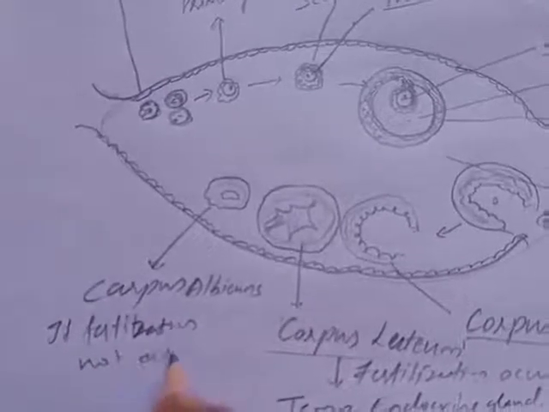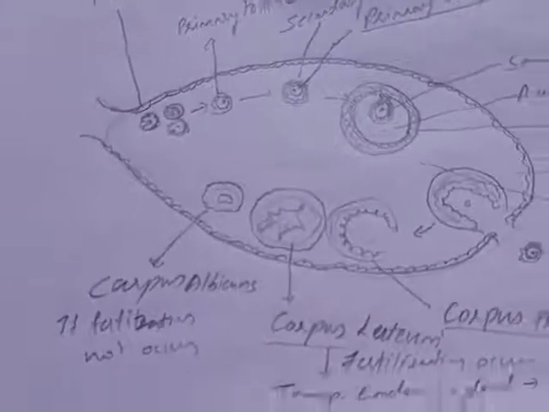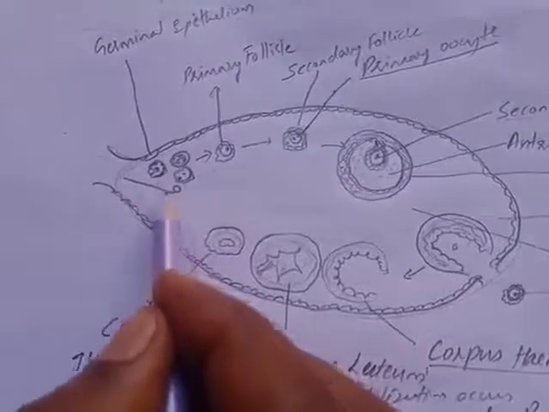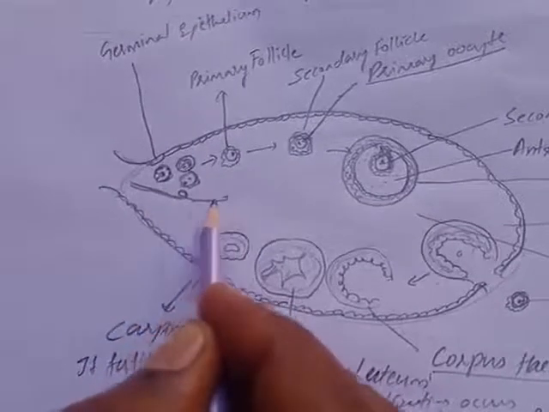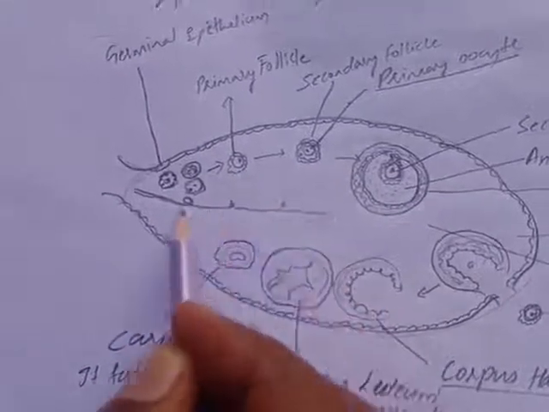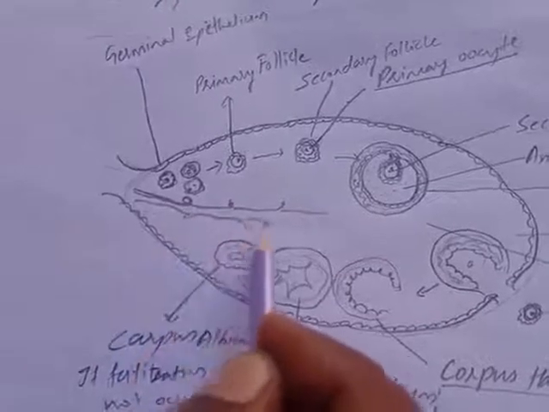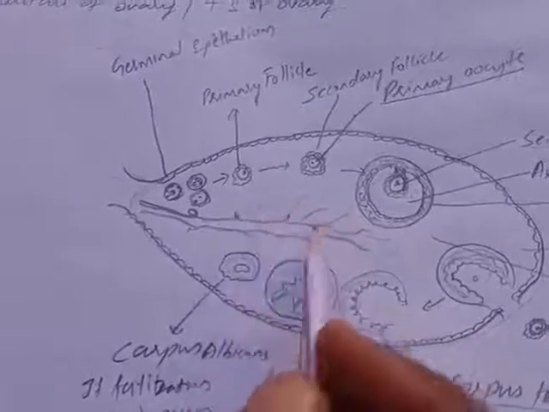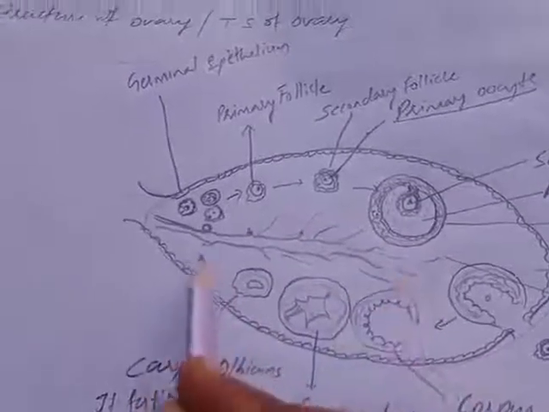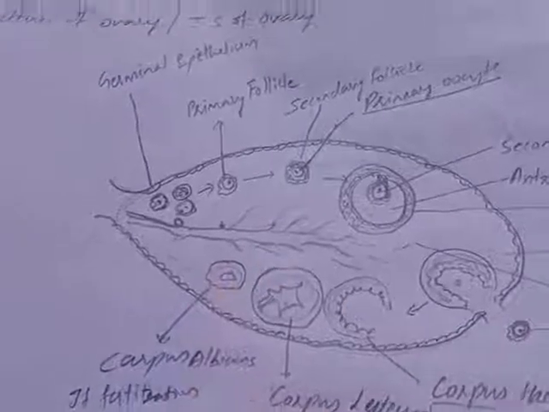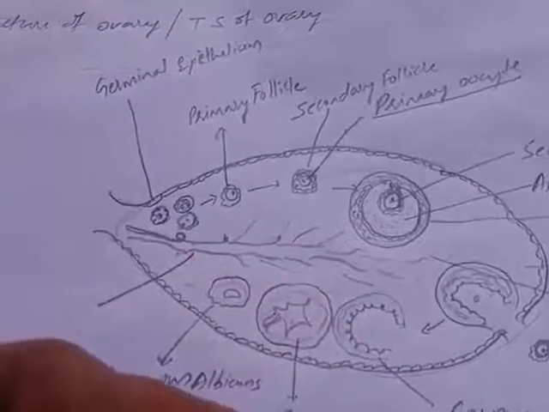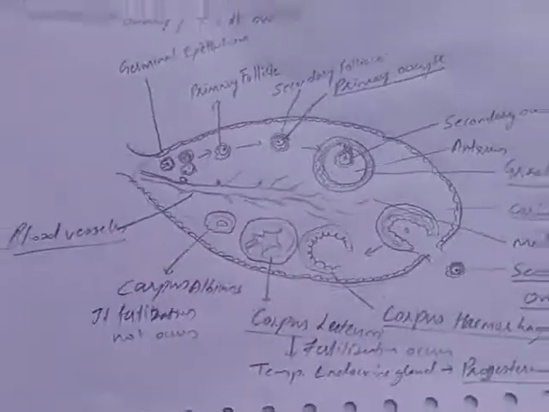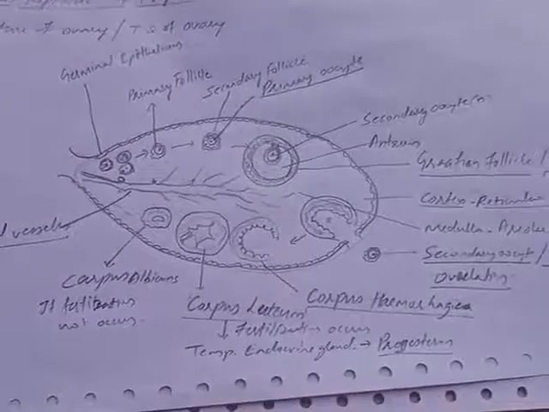You can also show the blood vessels here. Like this you can show the blood vessels in the medullary region, and even blood capillaries are there, right? There is connective tissue, as I mentioned. These are the blood vessels which supply the blood. So these are enough parts to label.